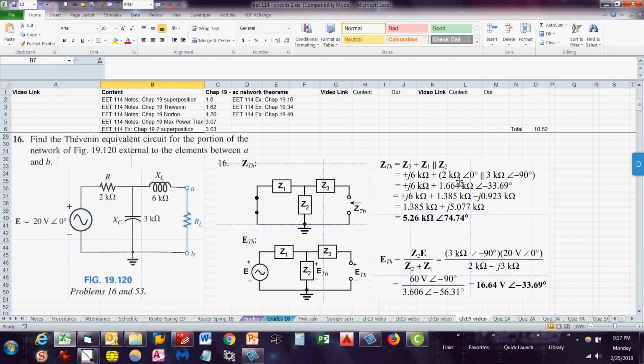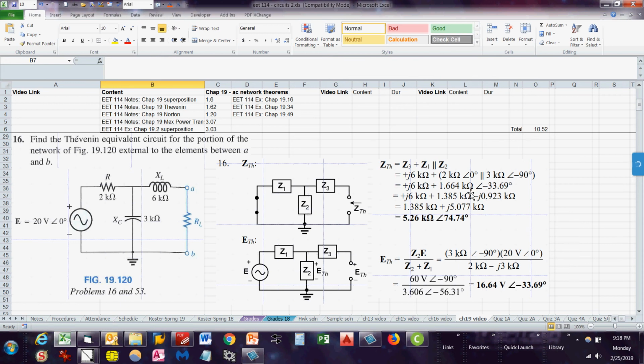So here you have the 2K in parallel with 3K, which is going to be Z1 in parallel with Z2. You do the math there. It's this times this over this plus this. So in the denominator, don't forget to convert to rectangular and then add and then go back to polar and divide after you multiply in the numerator.